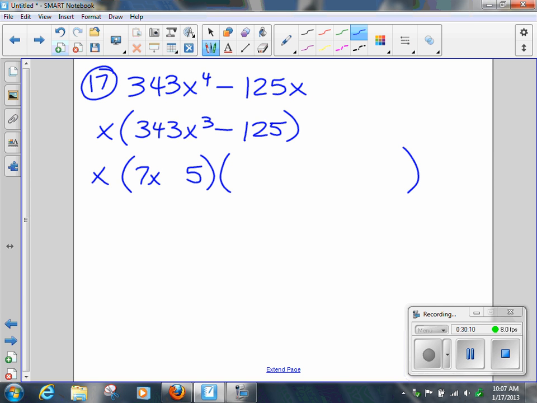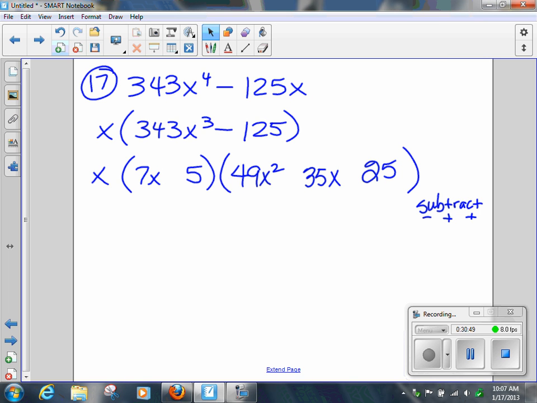This term squared is what? 49x squared. This term squared is what? 25, right? And then 7x times 5 is? And then it is a subtraction. And then I have to think about my little word. I don't have to think when I do that. I don't think, I know, because I don't have to think about it.